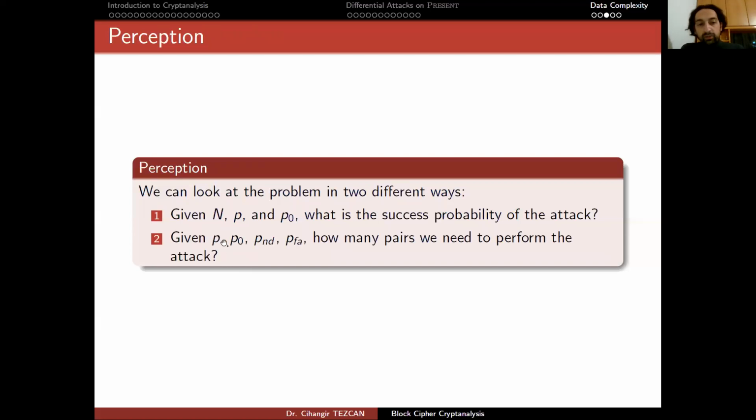Another way of looking at it is that you find a distinguisher, so you again know P and P0, so P is the probability for a random permutation or a wrong key, and P0 is the probability for the correct key. But you also choose the non-detection and false alarm probabilities by yourself. So with these choices and with this distinguisher, how many pairs do we need to perform the attack? So what would be the n in this case? You can look at the problem in these two ways. Now we will talk about Ali Aydin Selçuk's solution, which answers the question in this respect. Then we will look at Blondeau et al.'s algorithm, which answers the question from this perspective.